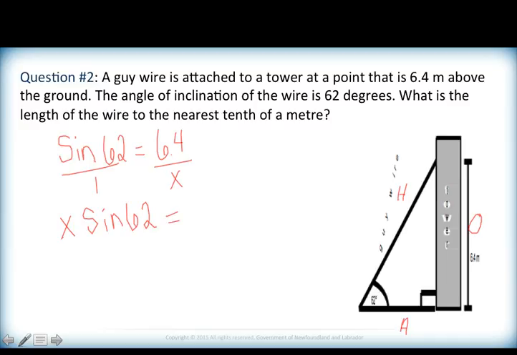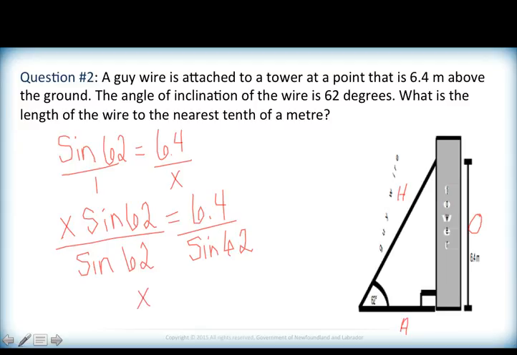degrees, which equals 6.4. We need to isolate x. We're going to divide by sine 62 on both sides. And we will say x equals 6.4 divided by sine 62. And to the nearest tenth of a meter, we will have an answer of 7.2 meters.